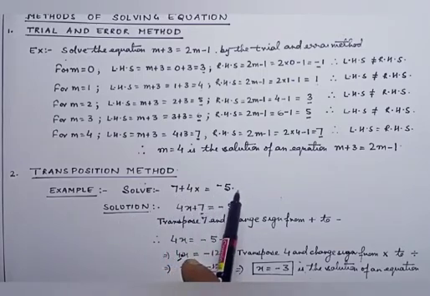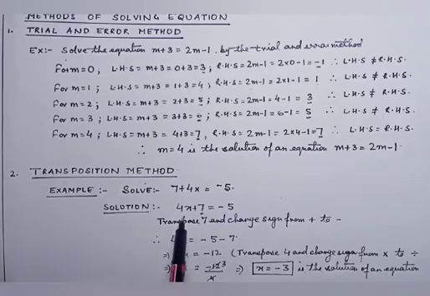7 plus 4x is equal to minus 5, or it can be written as 4x plus 7 is equal to minus 5. So when I shift plus 7 to RHS, its sign will change. It is plus over here, so it will become minus. So 4x is equal to minus 5 minus 7. So 4x is equal to minus 12.